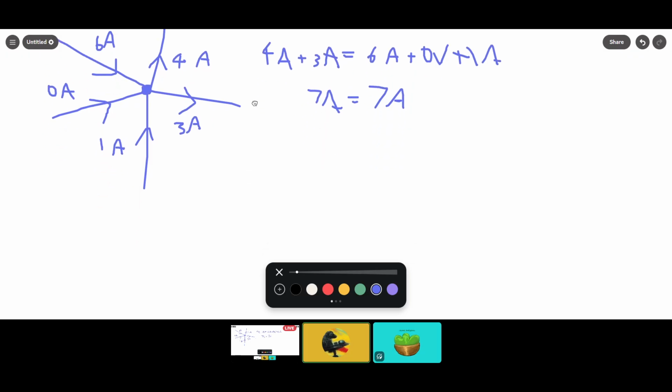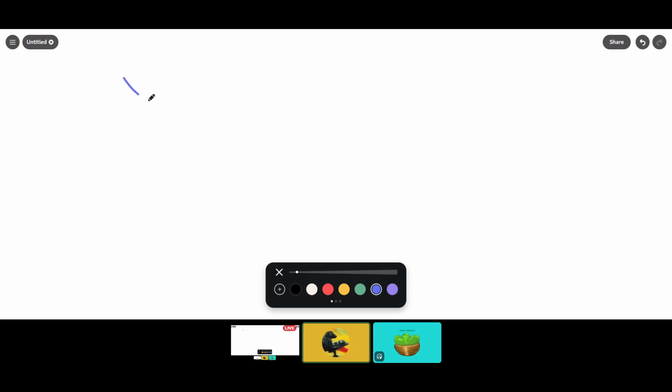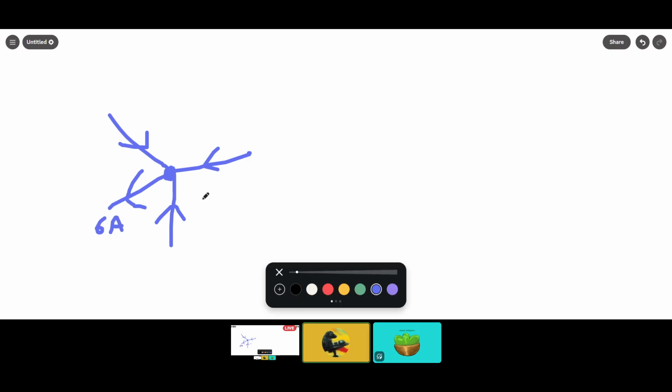So knowing this, let me give you an example question. We have this node, and we know that there are things going in and things going out. Let's just say going out is 6 amps, this is 4 amps, this is 0.6 amps, and this is I. The question is, find I. You can pause here to try it out for yourself.